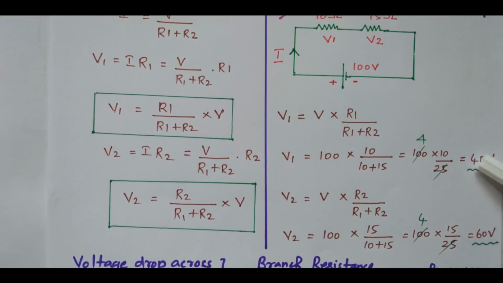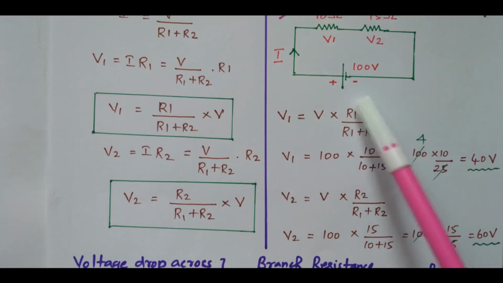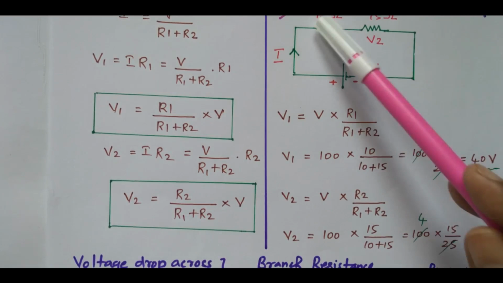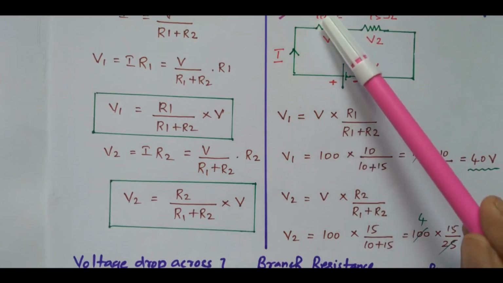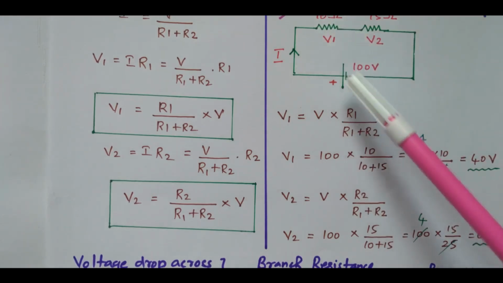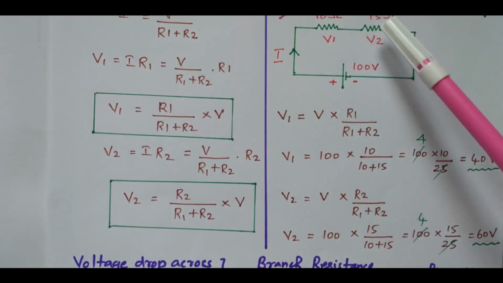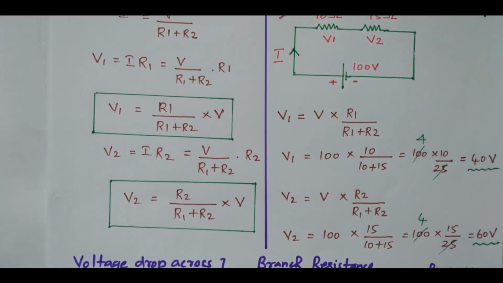So see this, the sum of these two is 100 volts because the applied voltage is 100. 40 volts is dropped across the 10 ohm resistor, and 60 volts is dropped across the 15 ohm resistor. So the lower the ohm value, the less voltage will be dropped. For a larger resistor, more voltage is dropped. So the sum of these two is the applied voltage.